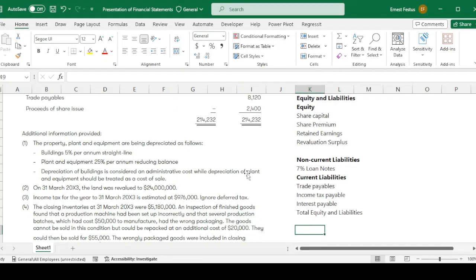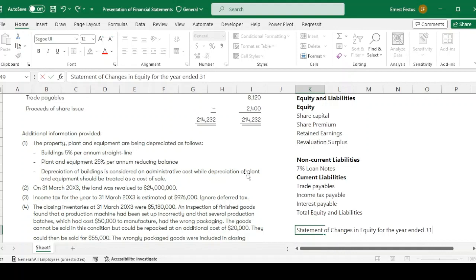And then lastly, we are going to do the statement of changes in equity. So we have our statement of changes in equity for the year ended 31st March 20x3.